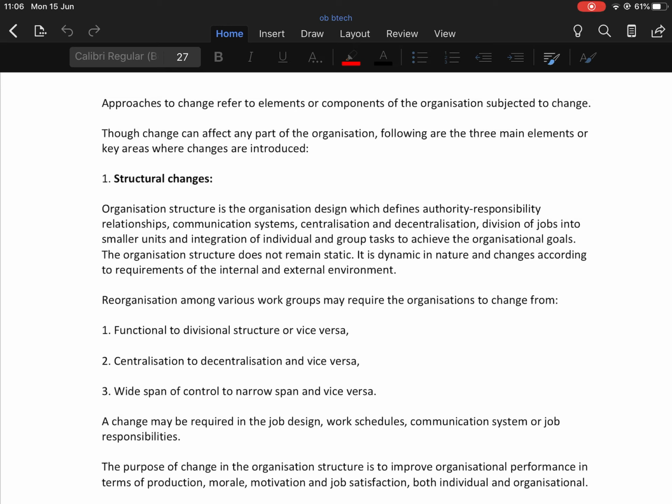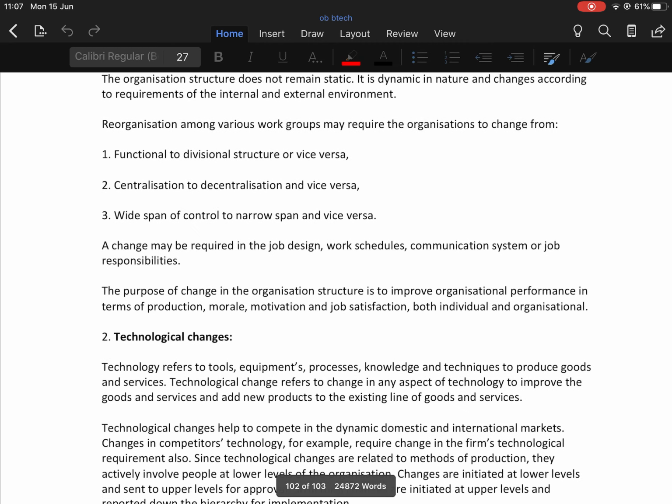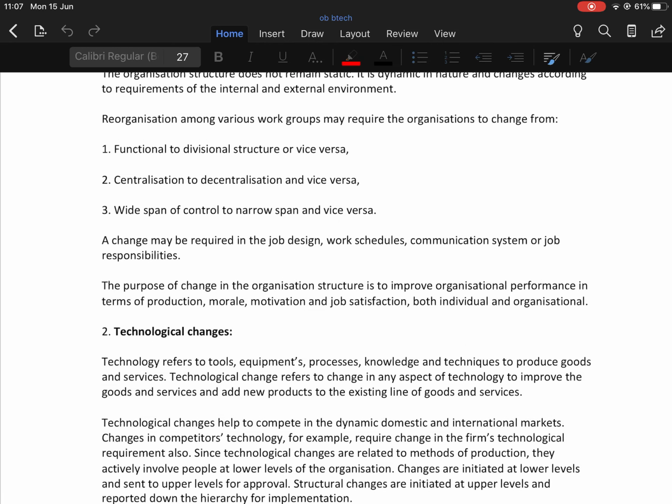The organization structure doesn't remain static. It is dynamic in nature and changes according to the requirement of the internal and external environment. So, reorganization among various work groups may require the organization to change form. It may be functional to divisional structure. It may be centralized to decentralized. It may be wide span of control to narrow span of control.